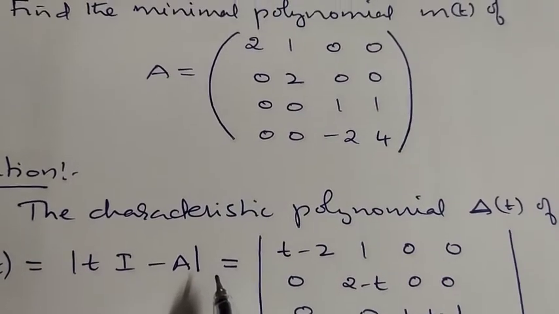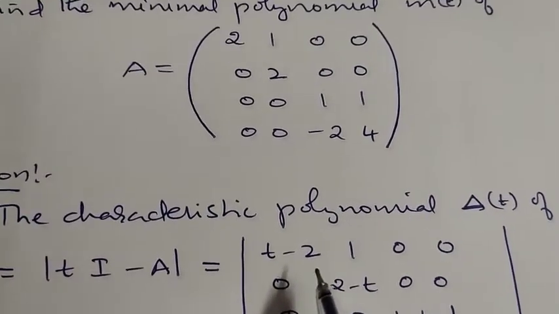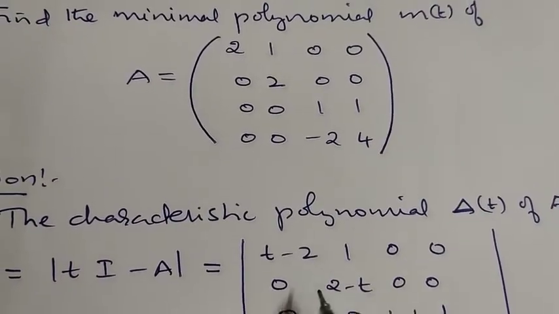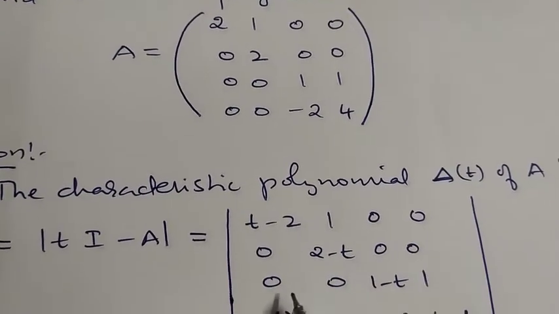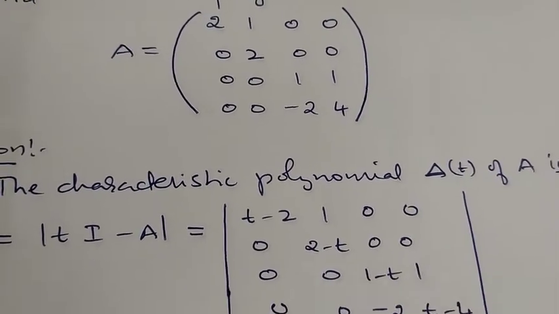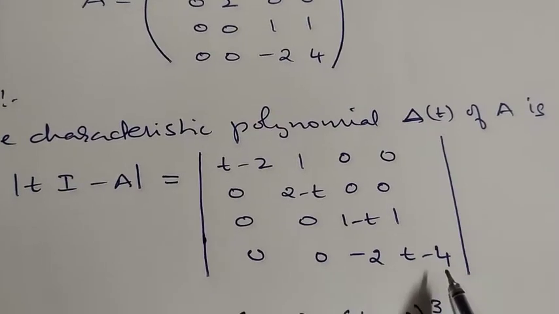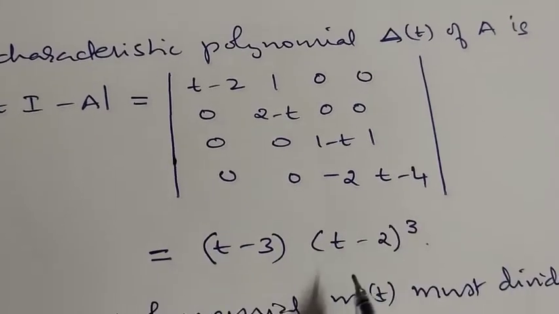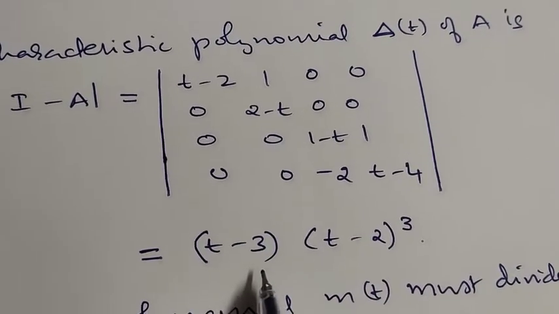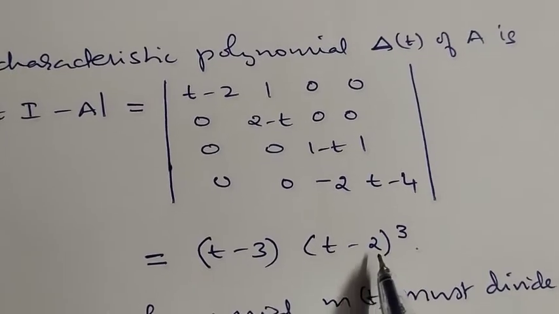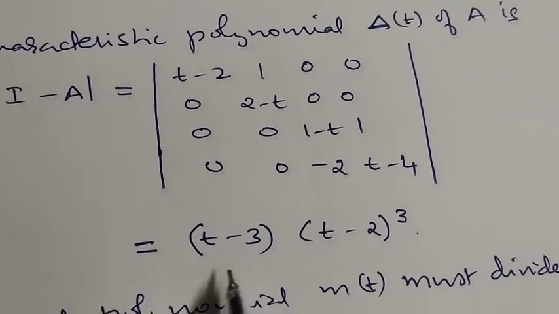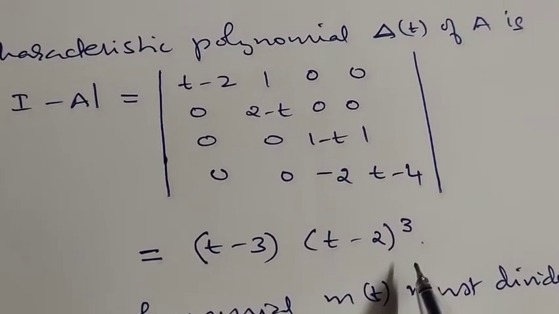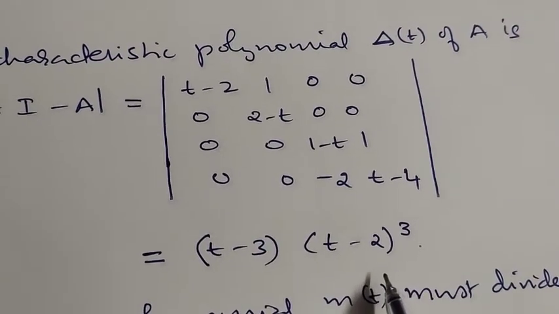Determinant of tI minus A means, so t minus 2, 1, 0, 0, 0, 2 minus t, 0, 0, 0, 0, 1 minus t, 1, 0, 0, minus 2, t minus 4. If you evaluate this determinant, you get (t minus 3) into (t minus 2) whole cube. This is the characteristic polynomial.